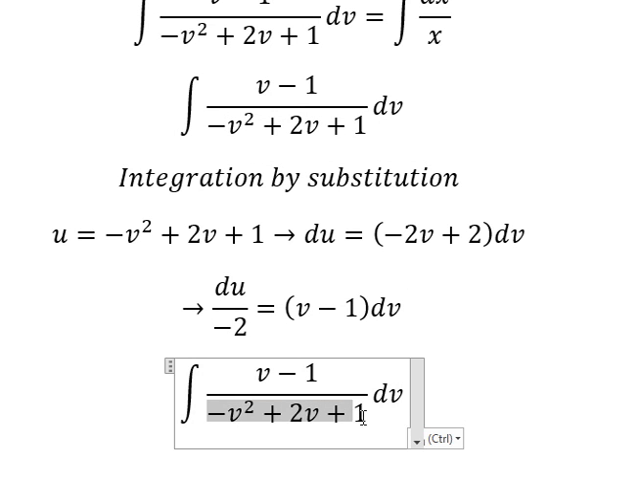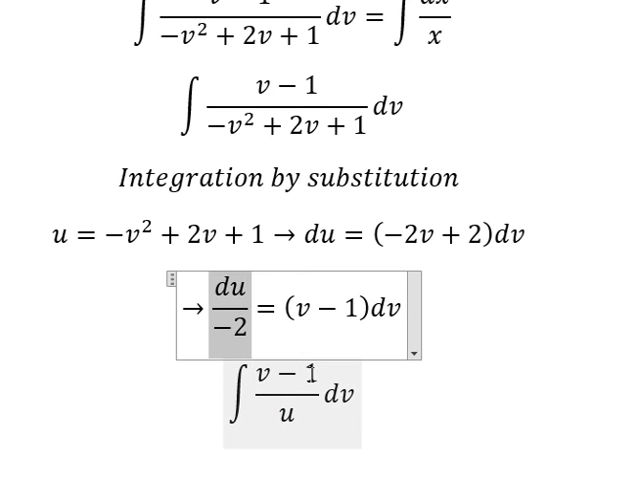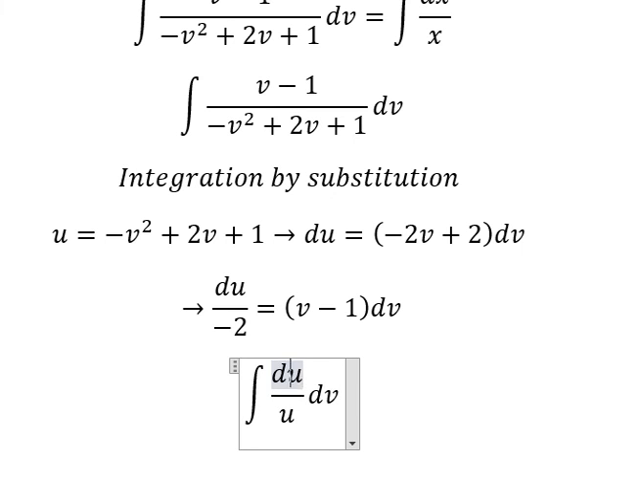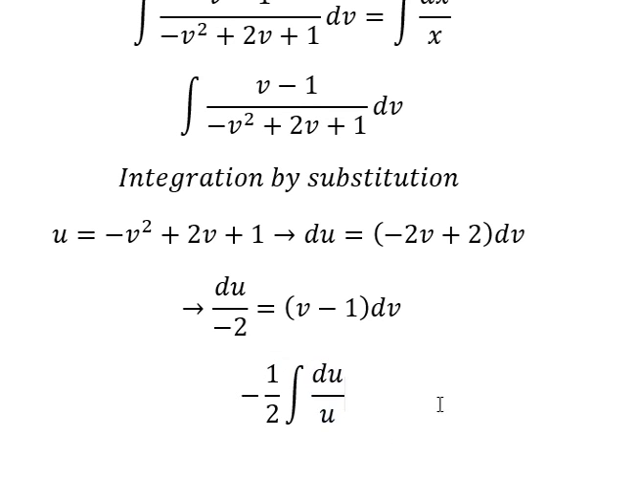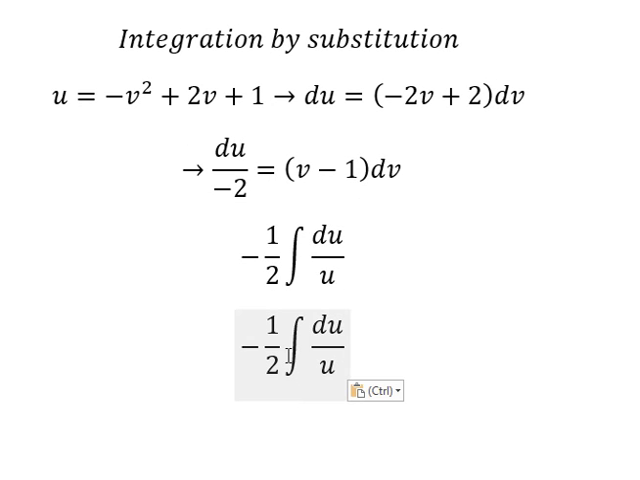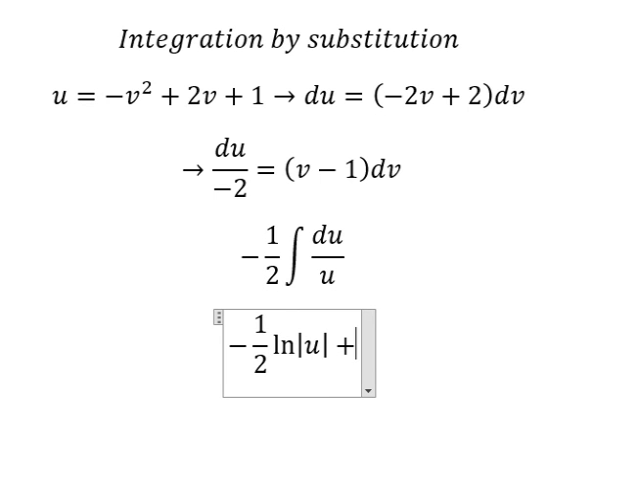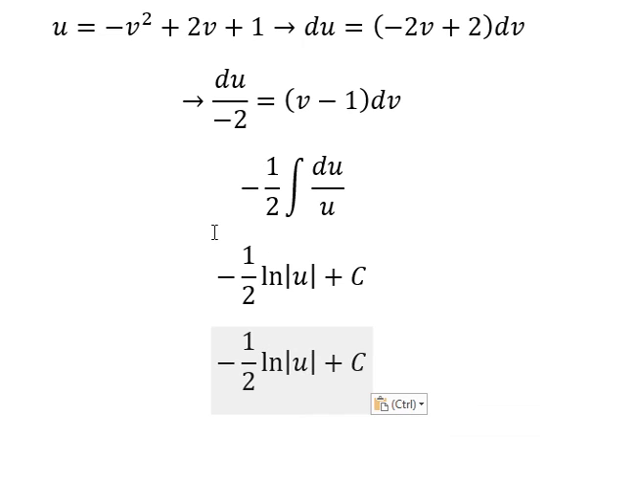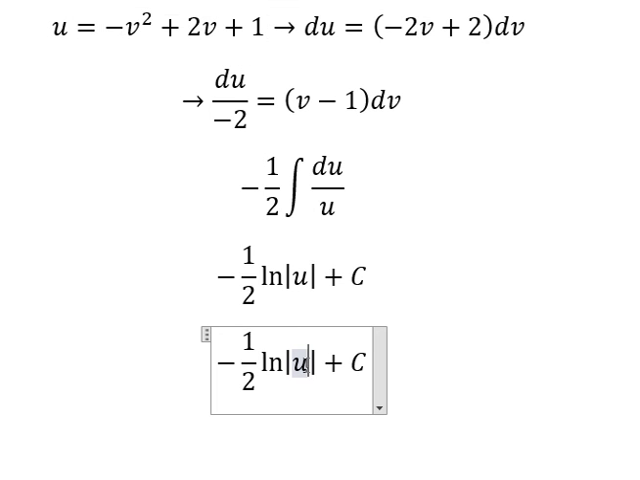So this one we change by u. V minus 1 dv we change by this one. So the integration of this one, we have ln of the absolute value of u, and I will put about c. About v, that is about this one.